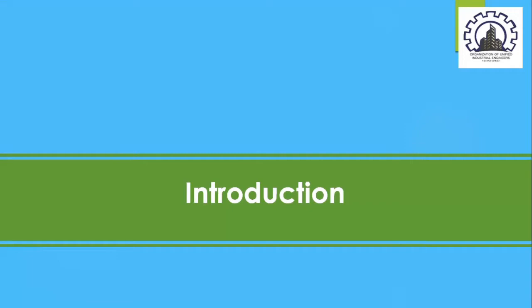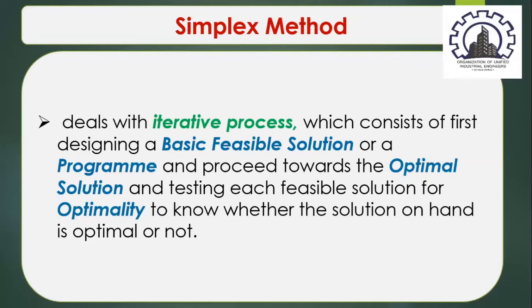So what is meant by simplex method? If we say simplex method, it deals with iterative process, which consists of first designing a basic feasible solution or a program and proceed towards the optimal solution and testing each feasible solution for optimality to know whether the solution on hand is optimal or not. In other words, if the solution is not optimal, then we need to redesign the program and test for optimality until the test confirms optimality.